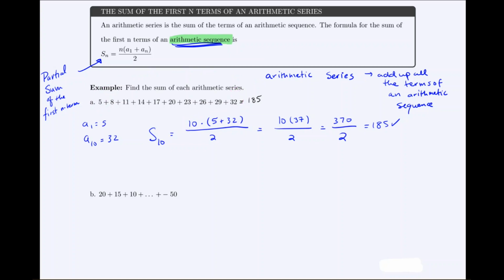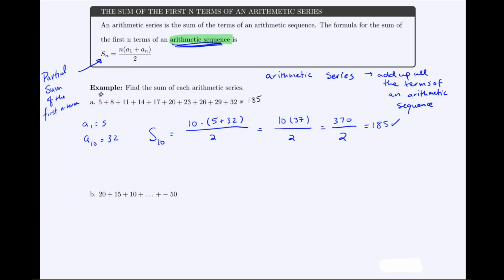Now our next case, we still know it's an arithmetic series, but in this case we're dealing with 20 as the first term, the second term is 15, the third term is 10, and then we've got this plus dot dot dot. That means the pattern continues until, after you follow that pattern, eventually you'd get to negative 50. So in this case, our strategy of just adding them all up doesn't work because we don't have all the values written out in front of us.